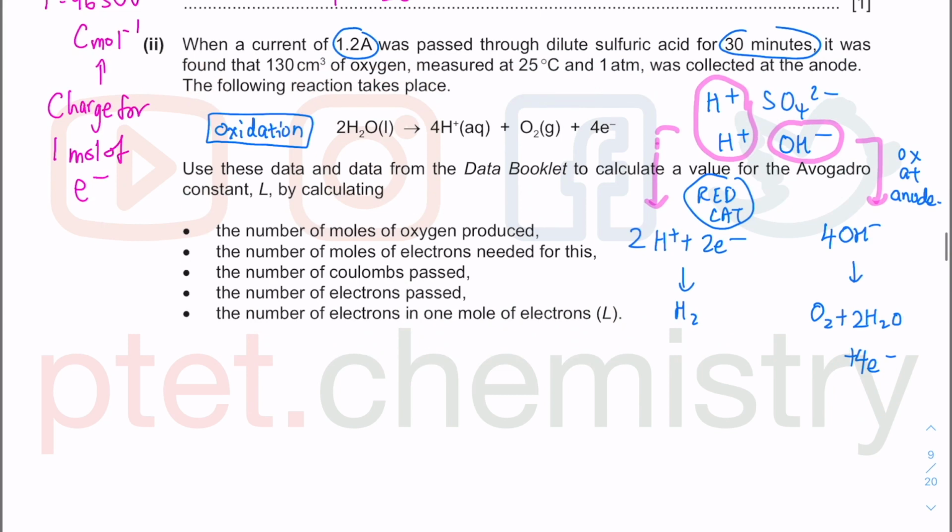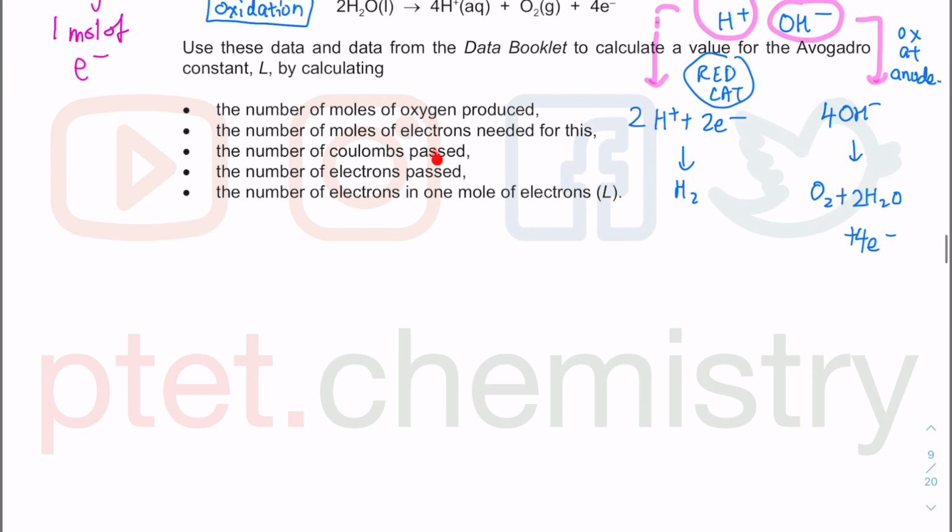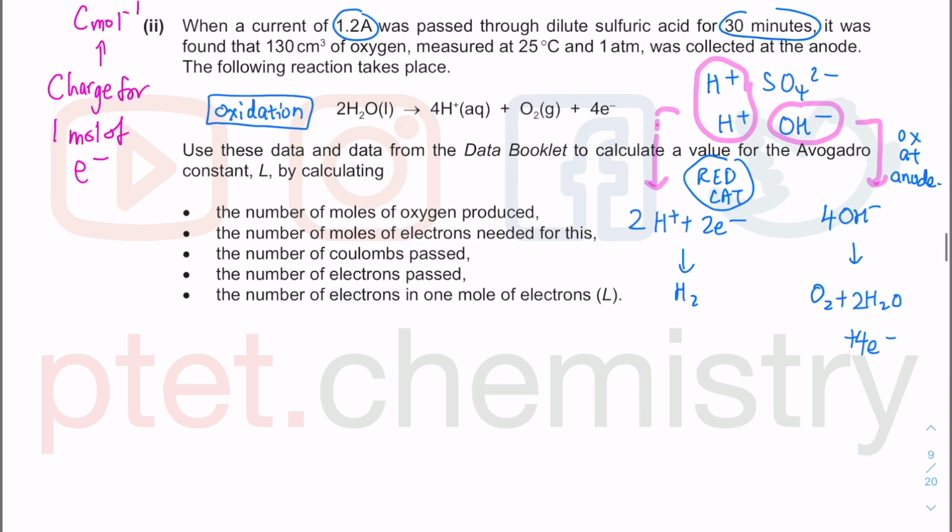But what do they want here? They want you to calculate a value for the Avogadro constant. They're trying to guide you. There are 5 things to be calculated there, and there are 4 marks to make up this 15-mark question. So let's try to do them one by one.